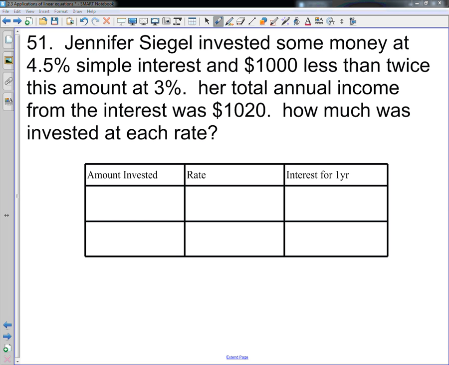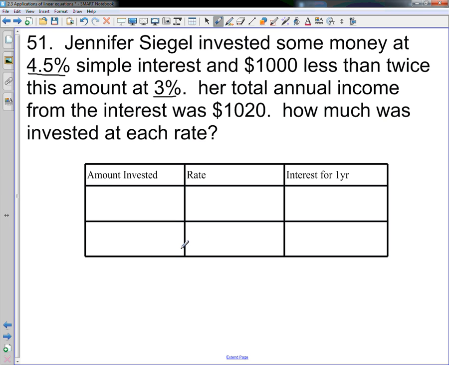Okay, so Jennifer invested some money at 4.5% simple interest and 1,000 less than twice this amount at 3%. Her total annual income from the interest was 1,020. How much was invested at each rate? Okay, so the first thing we want to do is look at what type of investments are we making. We're making a 4.5 and a 3%. So that's going to go in our box.